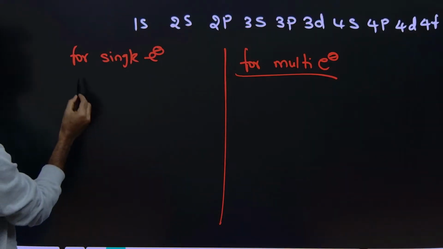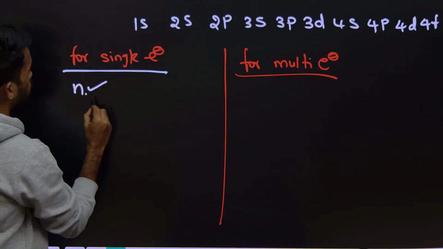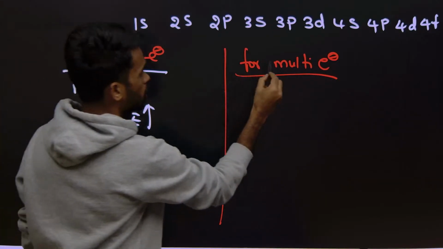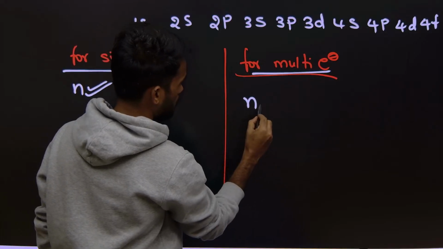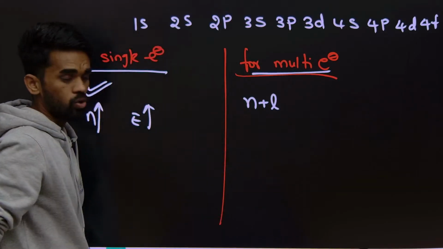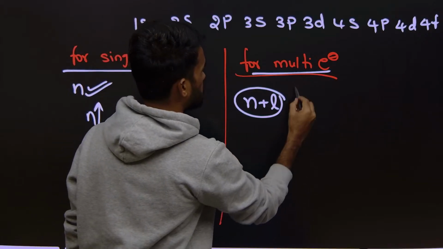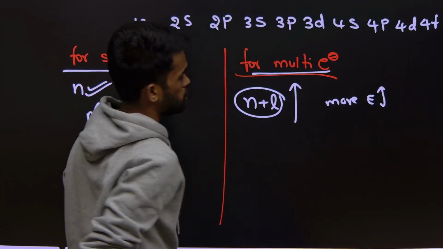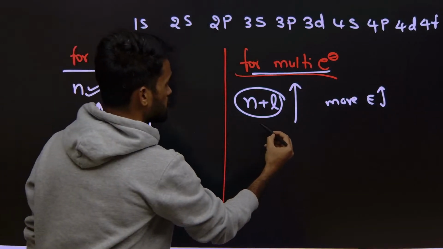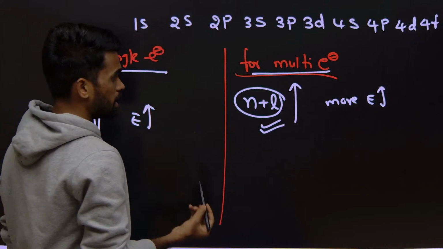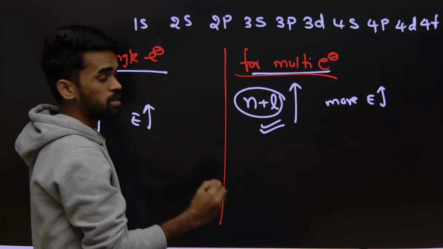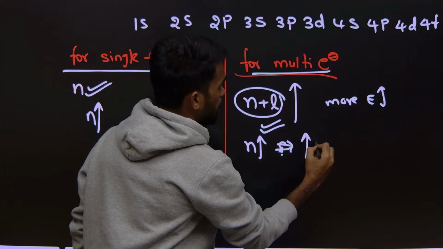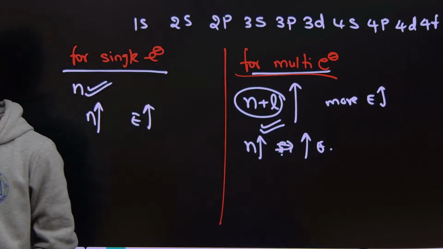Very simple. For single electron, just look at the n value, just n value, greater the n value, greater is the energy. For a multi-electron system, look at n as well as L. Just look at the n plus L value, greater the n plus L value, more is the energy. Next, if in some cases the n plus L value is the same, consider the higher the n value, greater the energy. Okay, hope this is clear what I am saying.